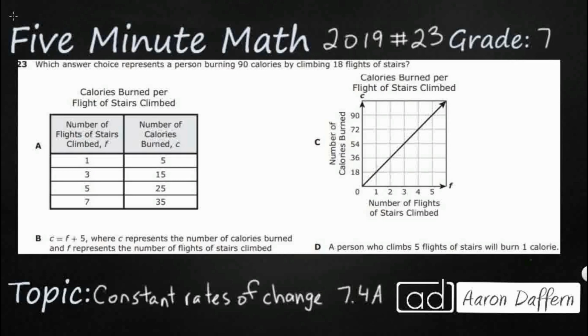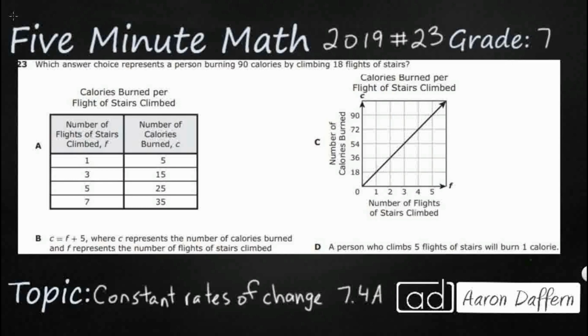Today we are looking at the 7th grade concept of constant rates of change. This is standard 7.4a in the great state of Texas, and we are using item number 23 off the 2019 released STAAR test. If you have not done so already, please go ahead and take a moment to pause the video, work this problem out on your own, unpause it, and then we will look at our answers together.